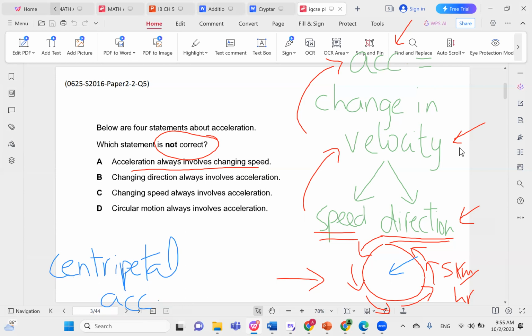For this question, the only incorrect statement is statement A. Acceleration always involves changing speed. This is incorrect because acceleration could involve changing direction without changing the speed.